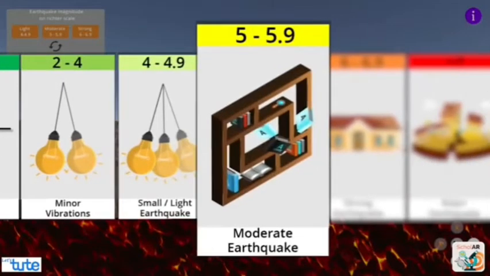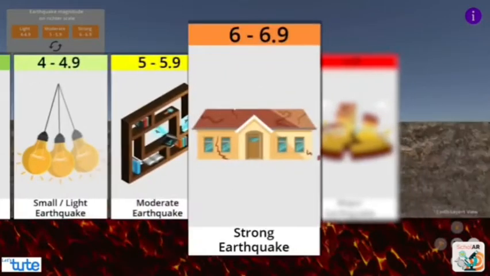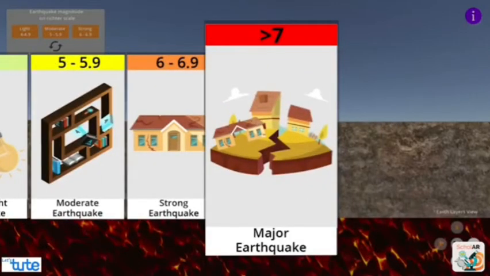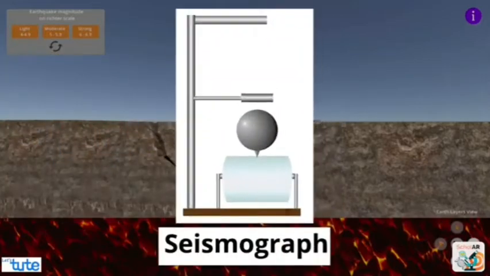Range from 5 to 5.9 are considered moderate earthquakes, and from the range 6 to 6.9 are considered strong earthquakes. In some time, we will see how much damage these magnitudes can do. And anything above 7 is considered major earthquakes, which can destroy cities and continents. These readings are recorded on a seismograph.